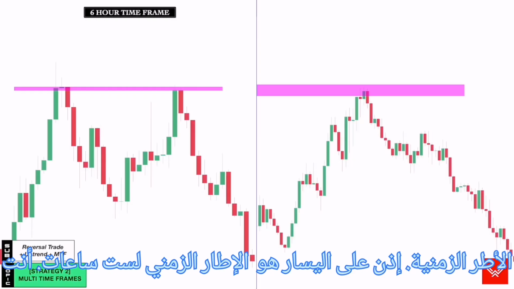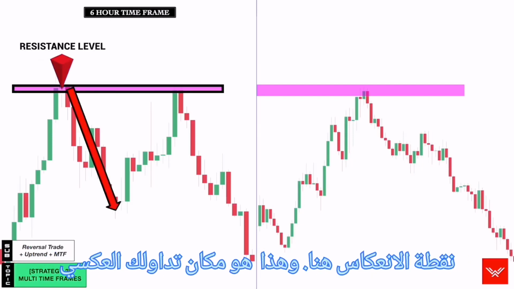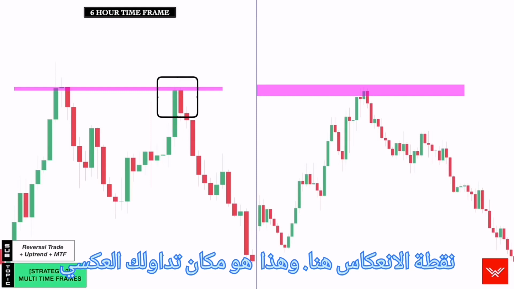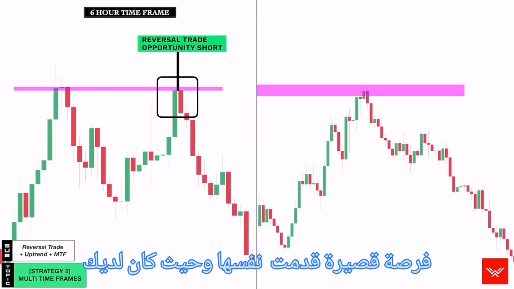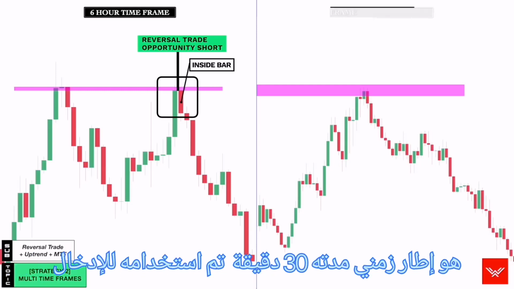So next, a reversal trade in an uptrend using multi-time frames. On the left is the 6-hour time frame. You had your key level of resistance because of this reversal point here. And this is where your reversal trade opportunity short presented itself, and is where you had an inside bar pattern form at the key level. Then on the right is the 30-minute time frame that was used for an entry point.